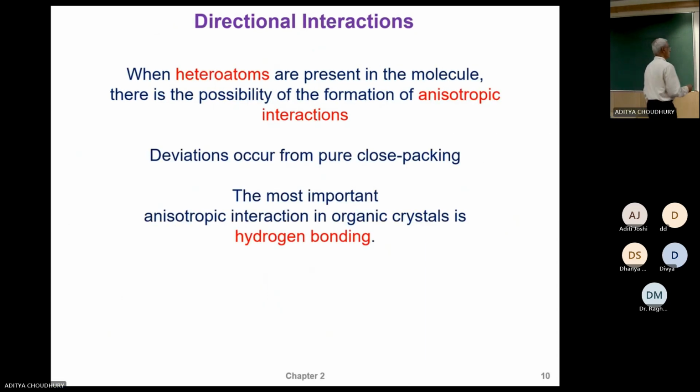So diaxial interactions are important, as I mentioned, for crystal engineering, especially when you want to make something that is predictable. When heteroatoms are present, heteroatom means different types of atoms, then there's a possibility of anisotropic interactions. So deviation occurs, and for hydrogen bonding this is very important because that will create anisotropic interactions. That will be useful for crystal engineering.